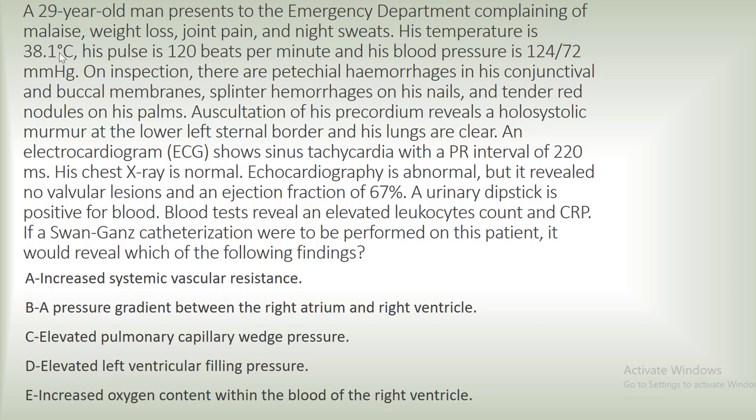So far we have features that are very consistent with subacute bacterial endocarditis. Okay, it's not a very difficult diagnosis at this point, but what I want to point out is that they tell you that his echocardiography is abnormal, but it reveals no valvular lesions. Okay, so all the valves are normal. So why do we have this murmur? And a hollow systolic murmur at the lower left sternal border is highly consistent with a ventricular septal defect.